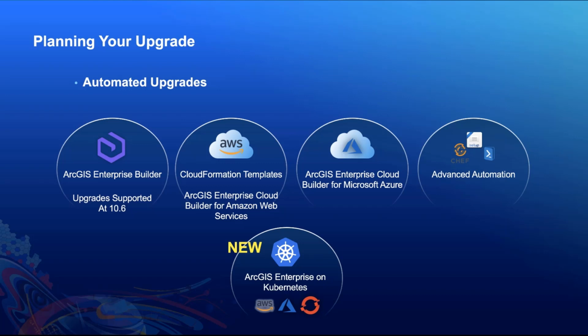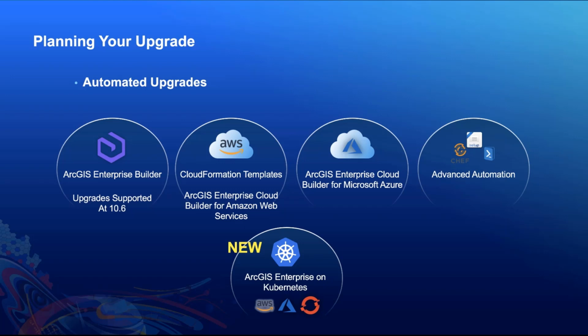New at 10.9 is a new deployment option for ArcGIS Enterprise on Kubernetes. It's a new cloud-native deployment option for ArcGIS Enterprise based on microservices and containerization. It's designed to optimize scalability, resilience, and maintainability using this microservice architecture.